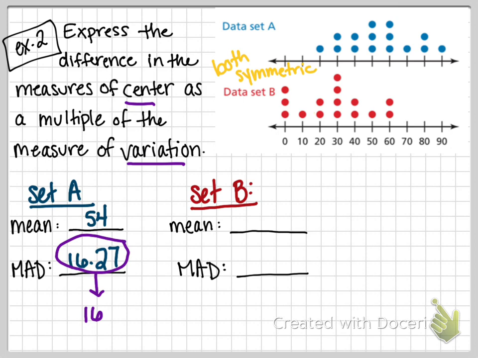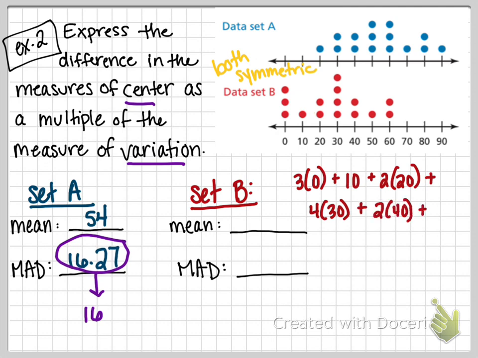So we need to find the mean of set B. So we've got 3 dots at 0. So 3 times 0 plus 1 times 10 plus 2 dots at 20, 2 times 20, plus 4 at 30, 4 times 30, plus 2 times 40, plus 50, plus 2 times 60. So that's going to give us our total. When we add all of those up, we get 420. There are 15 red dots in set B, so we're going to divide again by 15. And our mean of set B is 28.